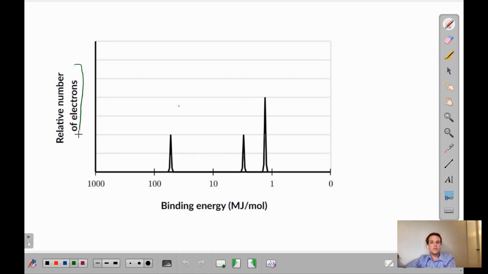It gives us data about the relative number of electrons, essentially how strong the peak is, how strong a certain set of photons are bouncing back, and then also the binding energy as well. So one thing I noticed immediately when I saw this graph for the first time is why the heck is the big number over here and the zeros over here? But we're going to see that in just a minute.